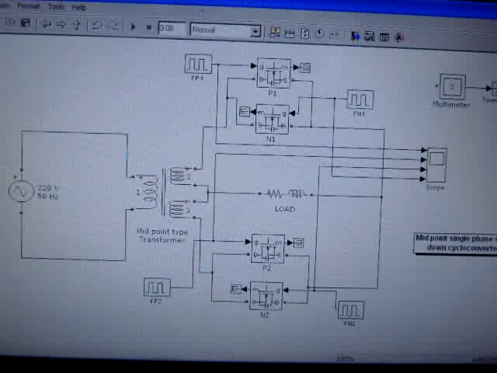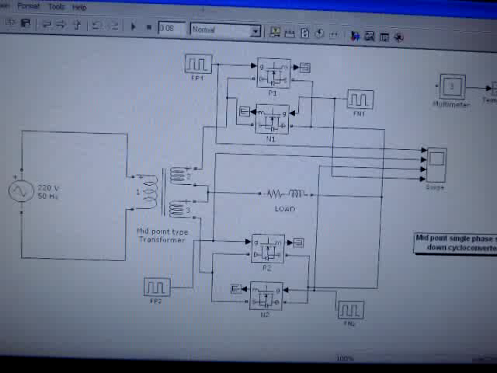So basically there are two types of cycloconverters: step up cycloconverter and step down cycloconverter. The function of a step up cycloconverter is to step up the supply frequency. That is, suppose the supply frequency is 50 Hz and the required frequency is 100 Hz. So output frequency is greater than input frequency. That type of device is called a step up cycloconverter.